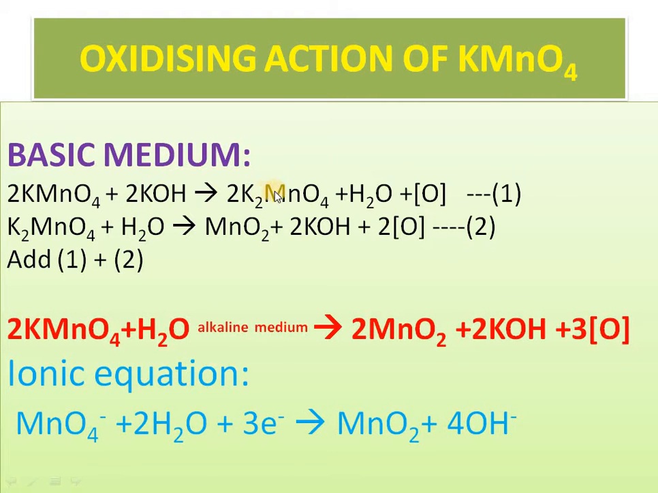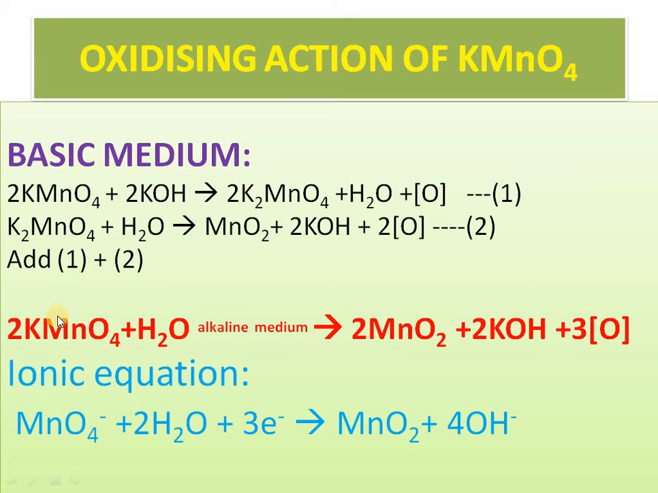KMnO4 is converted to K2MnO4, and K2MnO4, when you dilute with water, or water is already there, further undergoes reaction to form MnO2. So in this case, if you add these two reactions, the overall equation would be KMnO4 plus water gives rise to MnO2 plus KOH plus 3 oxygen. Here you are getting 3 oxygen. In the previous acidic medium you were getting 5 oxygen. So it means the best oxidizing agent would be acidic medium, because it is giving us 5 oxygen.